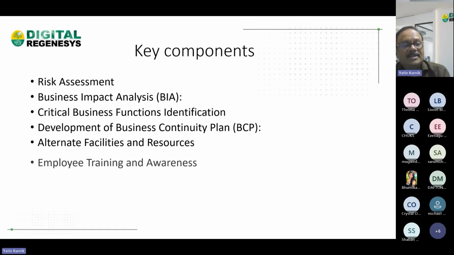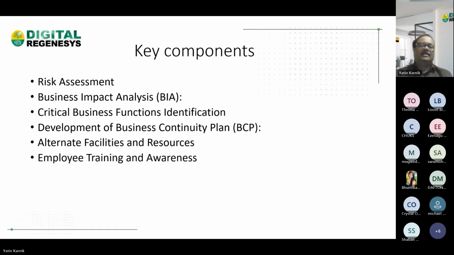And the next key component is your employee training and awareness. Fire drill. We are being taught, we are being trained how to handle the fire equipment, those cylinders. The employee should have at least a basic awareness of these types of disaster.